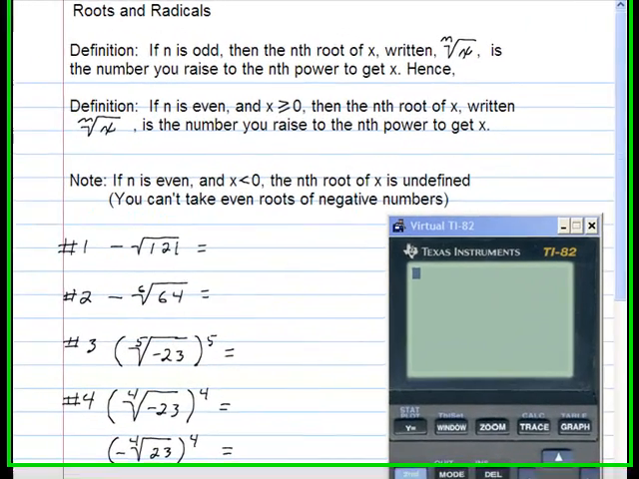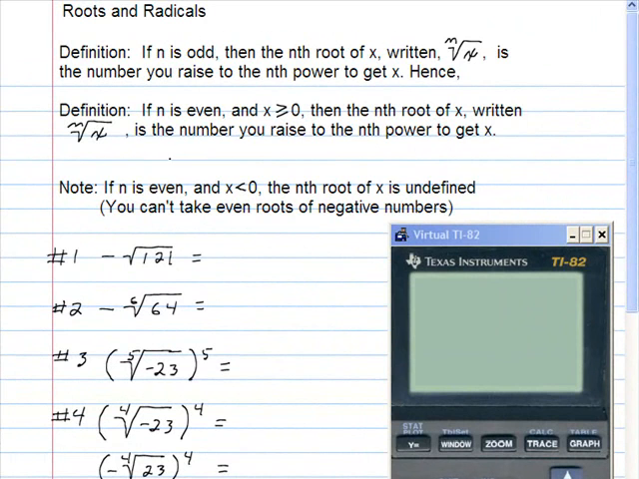Welcome to the podcast on roots and radicals. In this podcast, we'll be defining a square root, which we call a radical equation, and I'll be showing you how to work some problems in square roots, and in particular, how to use your calculator in working those problems. Let's begin with a definition of a square root.